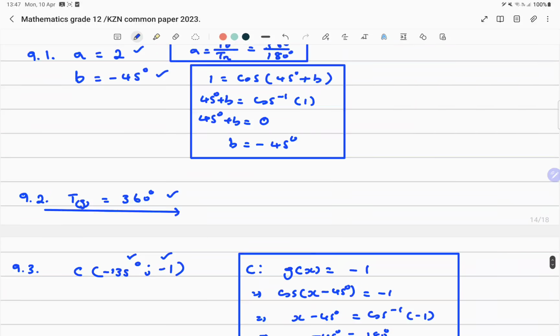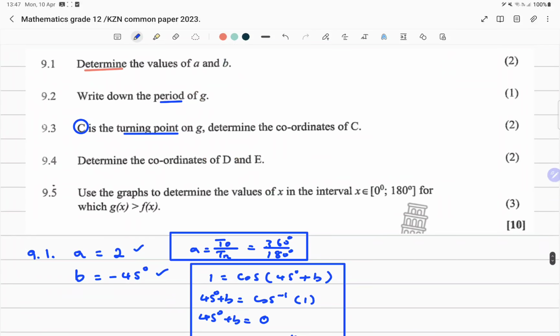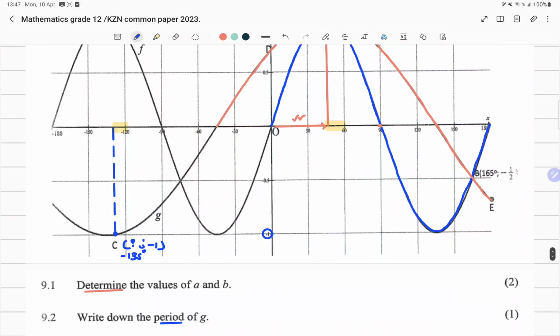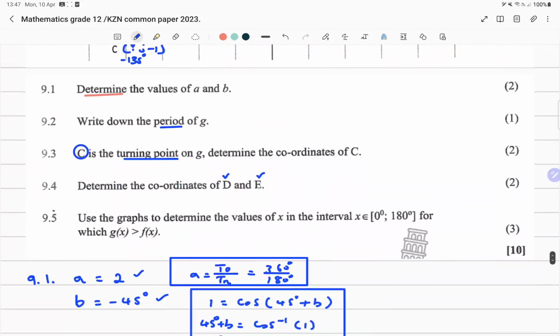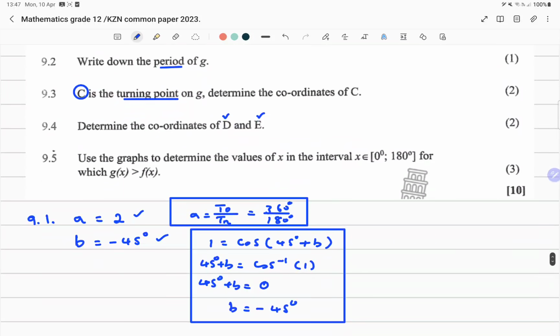Anyway guys, that's it. I didn't want to say too much. Determine the coordinates of D and E. Okay, so where is D? D is the y-intercept of that function. And then E basically is at 180. If you think about it, the x-coordinate is 180, we just need the y-coordinate. So this is easy, not a big deal.